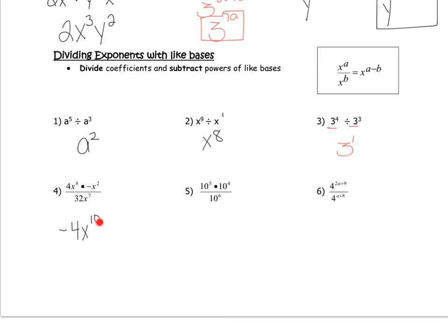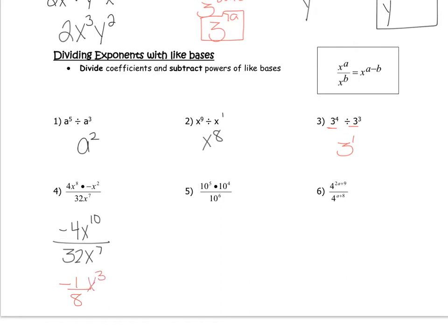8 plus 2 is 10. Put this over 32, x to the 7th. So now I can divide negative 4 and 32. And that will give me negative 1 over 8. And I divide the powers, x to the 10th and x to the 7th, and I get x to the 3rd.